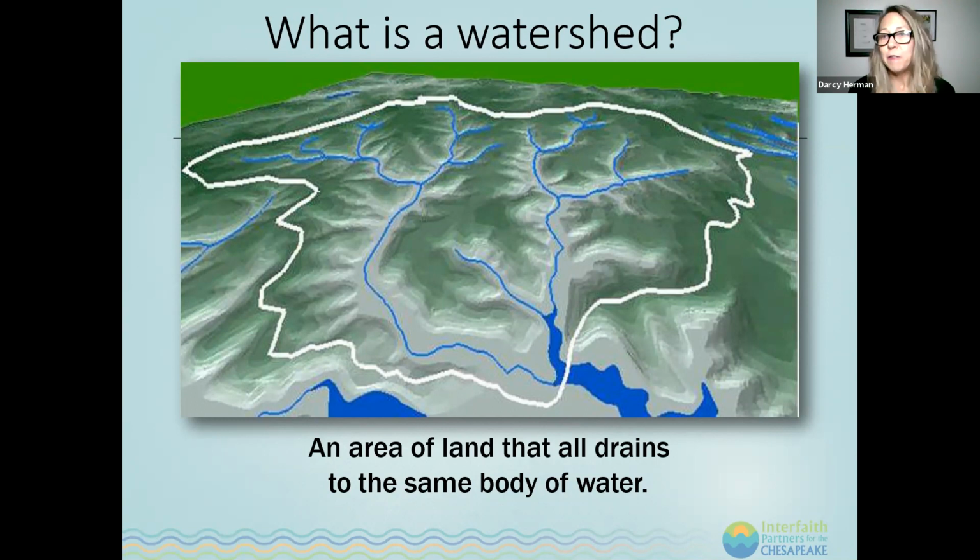So first off, what is a watershed? The title of the program tonight is Developing Watershed Eyes. Watershed's a very basic concept, a word that we use a lot to talk about stormwater pollution, but not many people know what it means. But it is simply an area of land that all drains to the same body of water. Next slide.